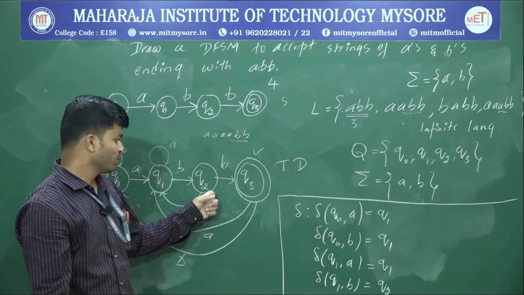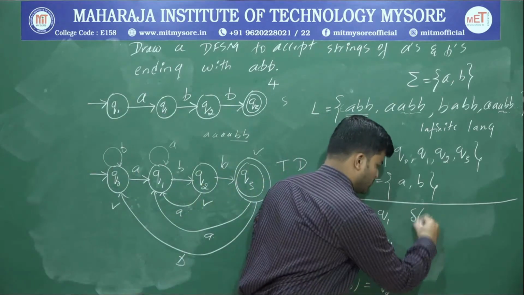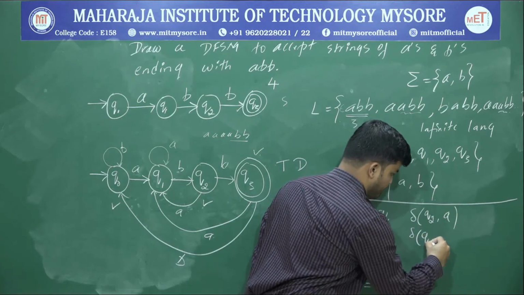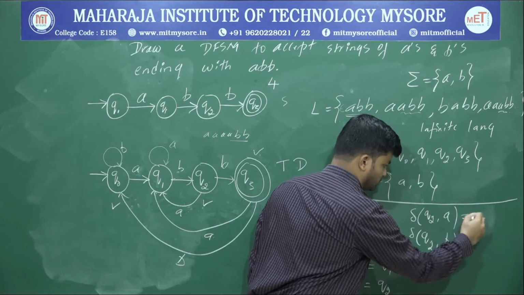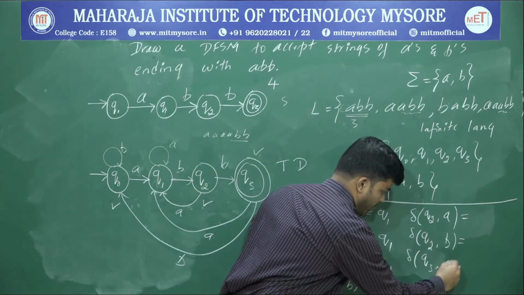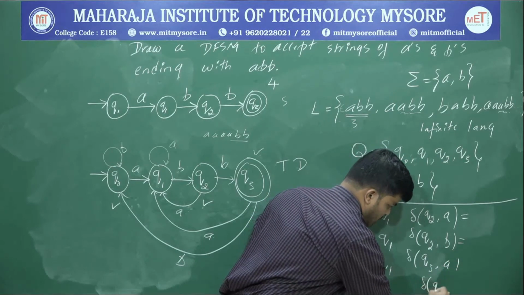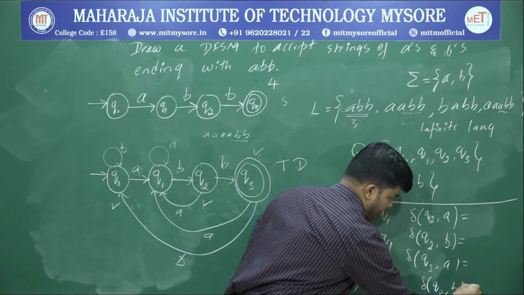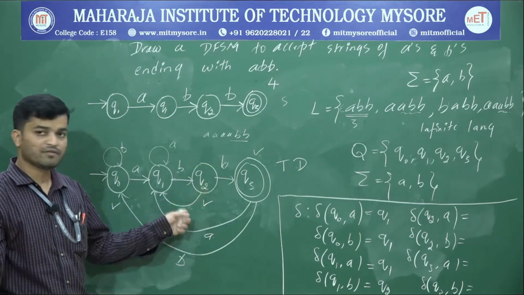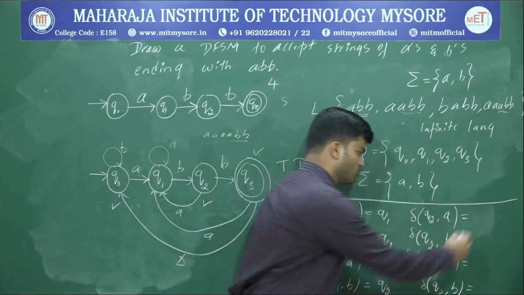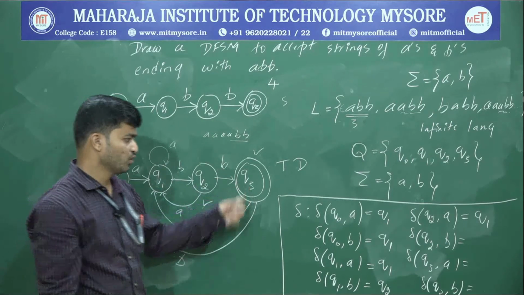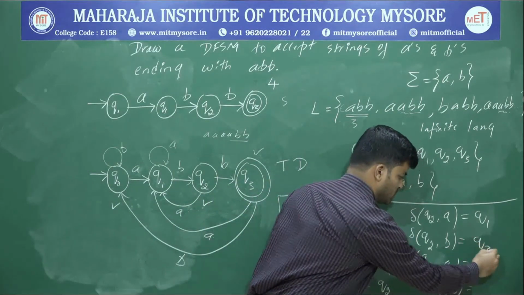Next go with Q2. So delta of Q2 comma A and delta of Q2 comma B. If you want, I'll write Q3 comma A and delta of Q3 comma B as well. What is Q2 upon A? Q2 upon A is Q1. And Q2 upon B is Q3.